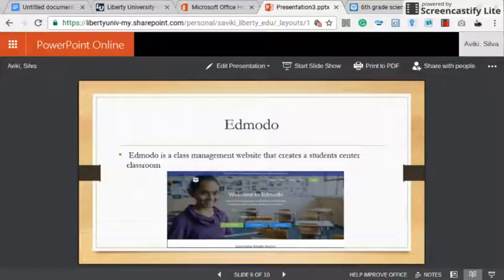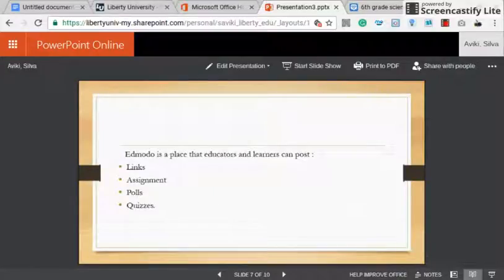One of the tools that creates a student-centered blended classroom, also considered a classroom management website, is called Edmodo. Edmodo is a place where educators and learners can post links, assignments, polls, and quizzes. Teachers can make announcements to the class, and students can reply and comment on each post. Edmodo creates an online interactive area in which students interact and communicate always.